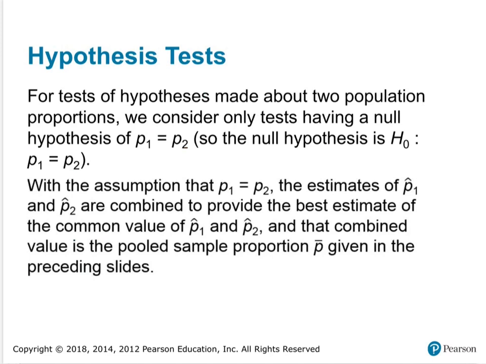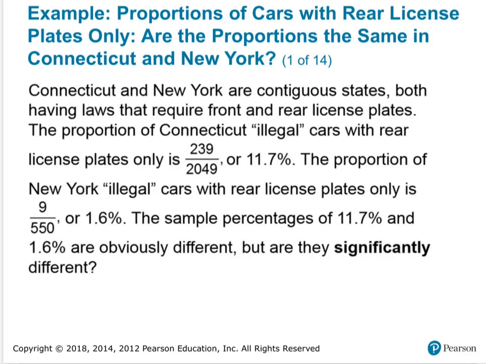All right, so hypothesis test, like usual. And let's look at an example. That's always where things start to make sense. So, proportions of cars with rear license plates only. Are they the same in Connecticut and New York?